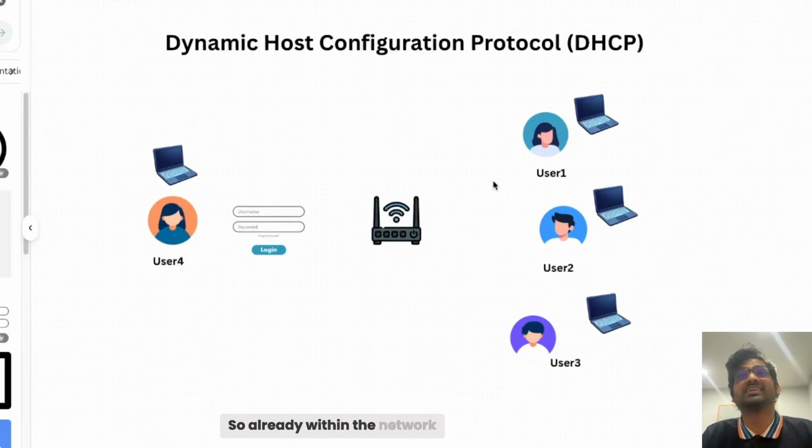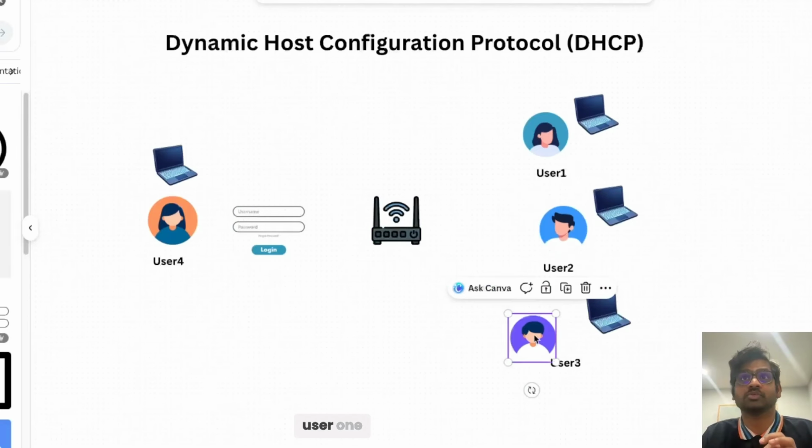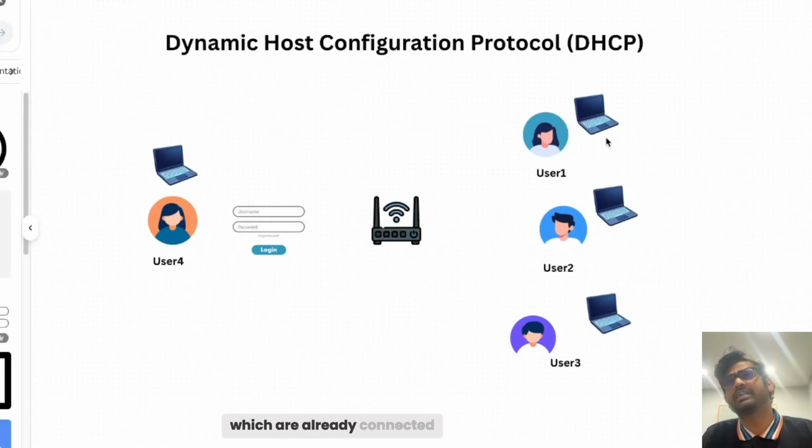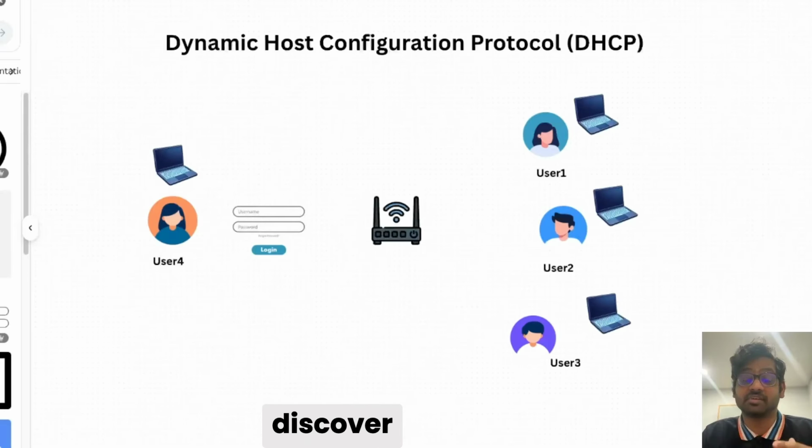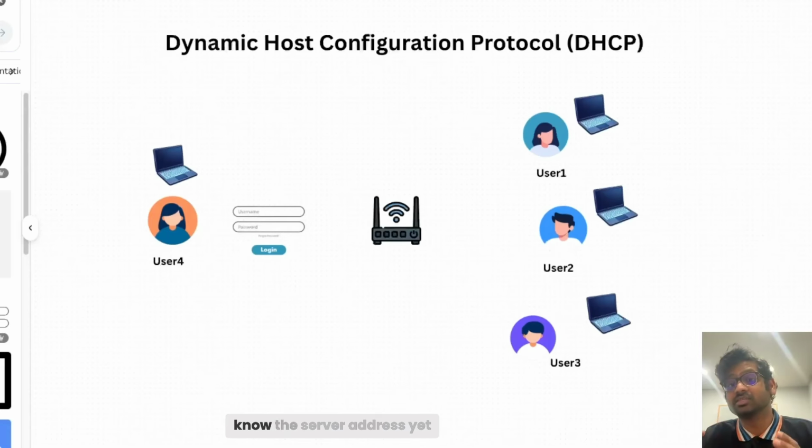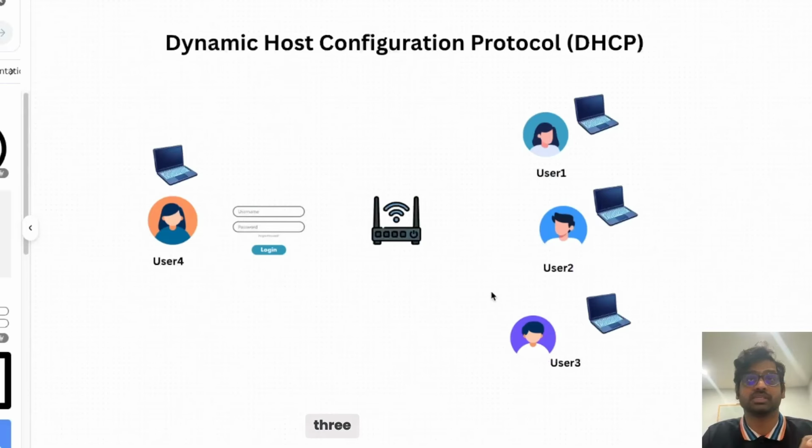Within the network, there are already three users, user 1, user 2, and user 3, connected with their laptops. Now there is a user 4 trying to connect to this particular network. To obtain the network settings, the client laptop sends a DHCP Discover message to find a DHCP server. Since the client doesn't know the server address yet, the message is broadcast to all the devices on the network: user 1, 2, 3, and the router.